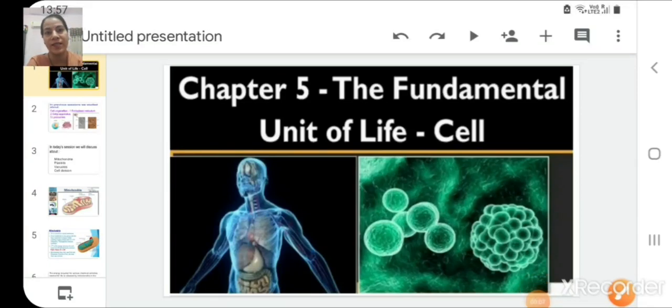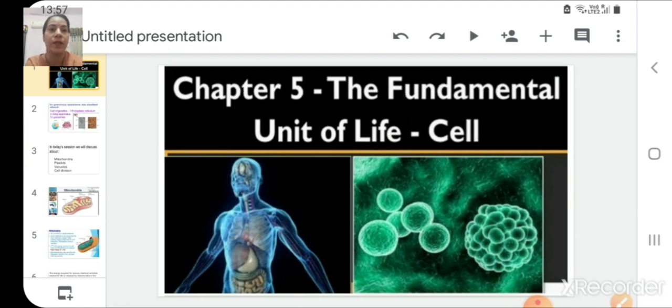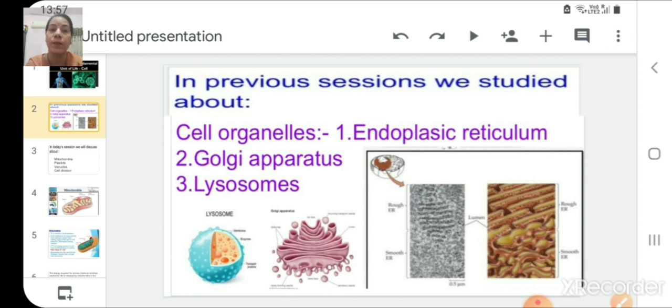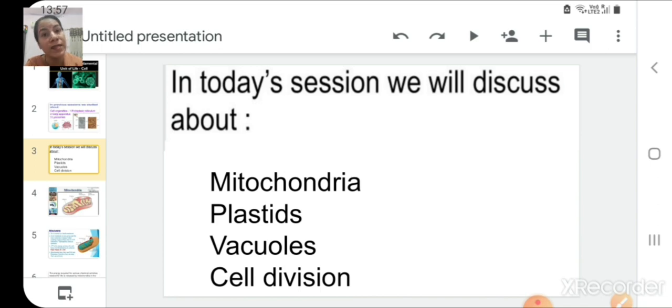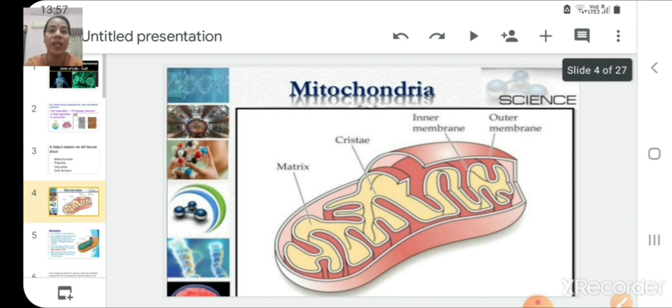My dear students, today again we are going to discuss chapter number 5, that is, the Fundamental Unit of Life. In our previous sessions we studied cell organelles like endoplasmic reticulum, Golgi apparatus and lysosomes. In today's session we are going to study some other cell organelles like mitochondria, which is also known as the powerhouse of the cell, plastids, which include a very important plastid, chloroplast, and vacuoles, and cell division at the end. So let us begin with the mitochondria.